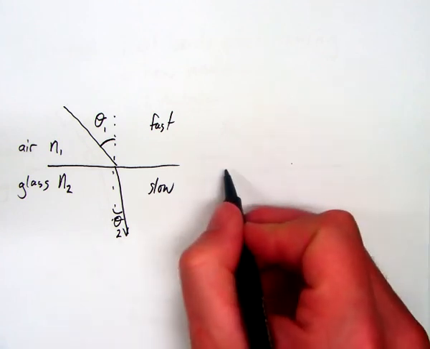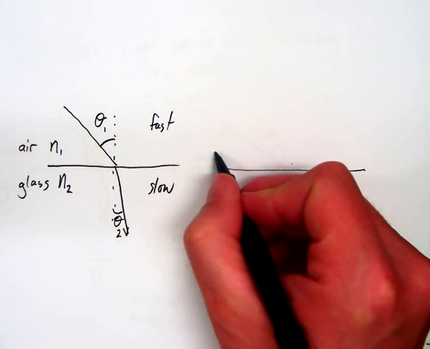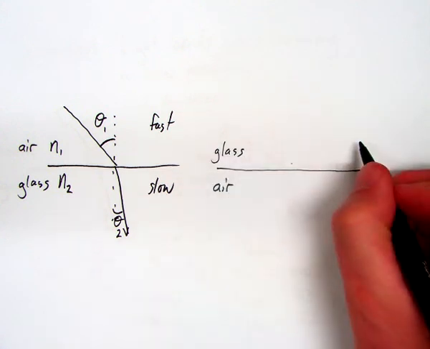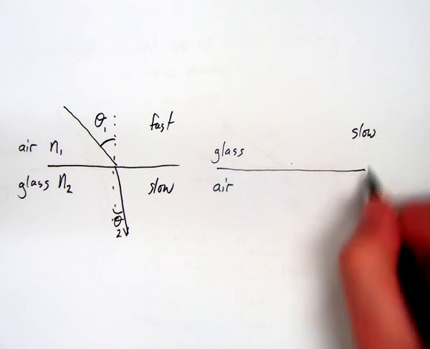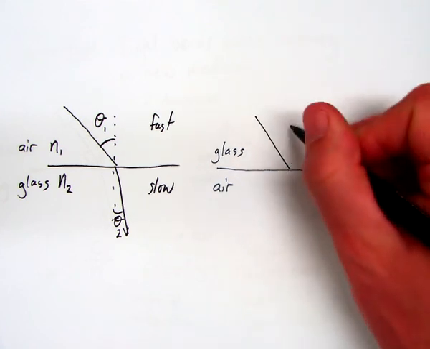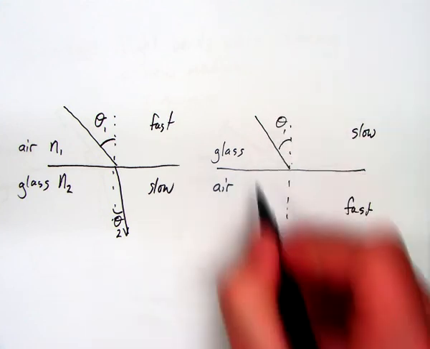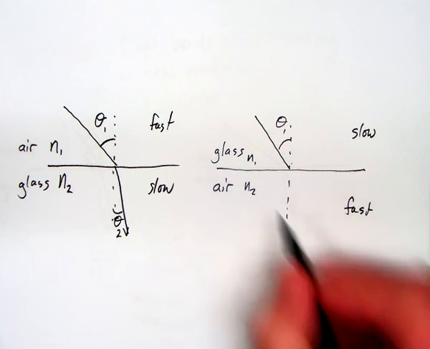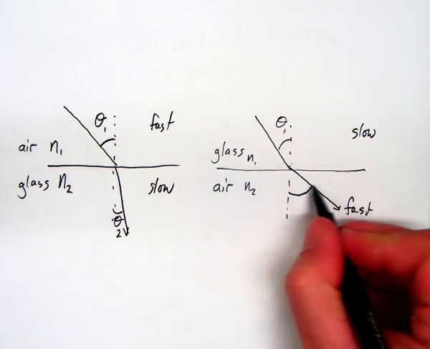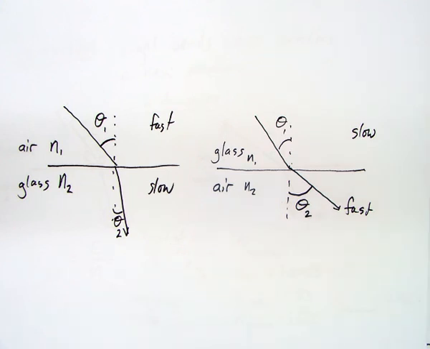But if I flip it, and I have a scenario where I have glass and light is now emerging into air, now I have slow to fast. Light comes in at some angle. I measure that angle with respect to the normal. That's theta 1. This is N1, N2. Light now emerges at an angle greater than theta 1. This is theta 2. And this is Snell's law.